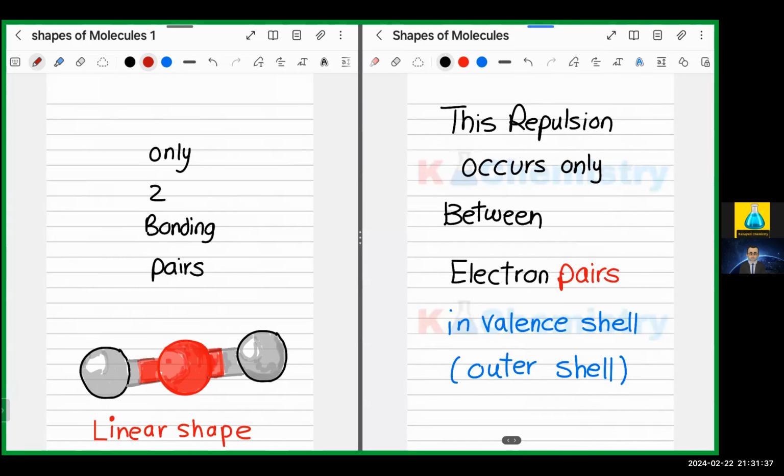You can see that this repulsion occurs between electron pairs in the valency shell. So this repulsion is not shown in electrons in the lower energy shells, only in the valency shell electrons.